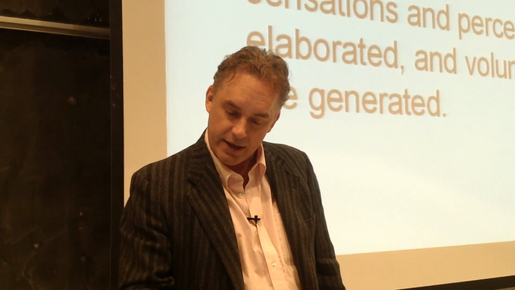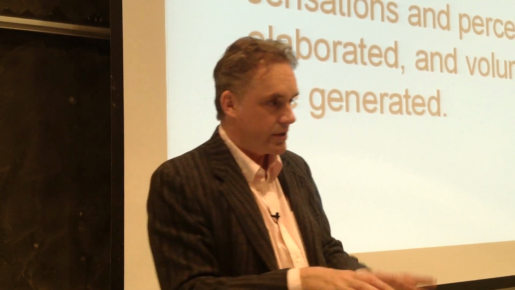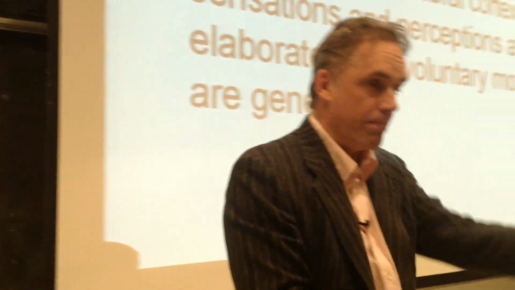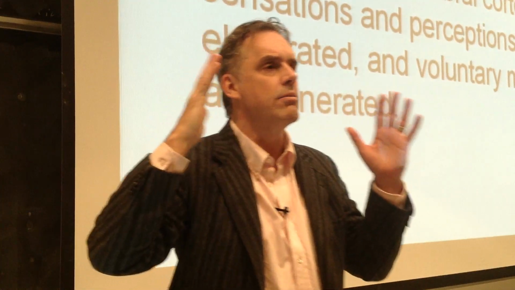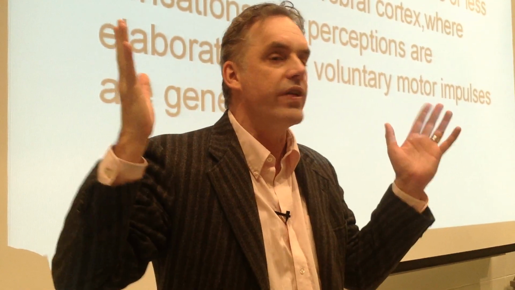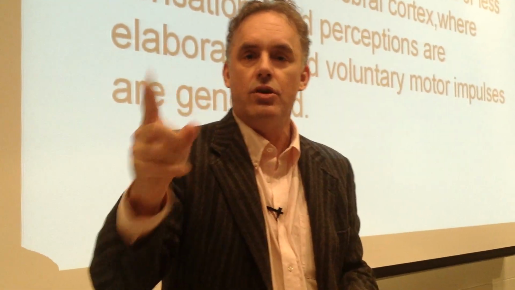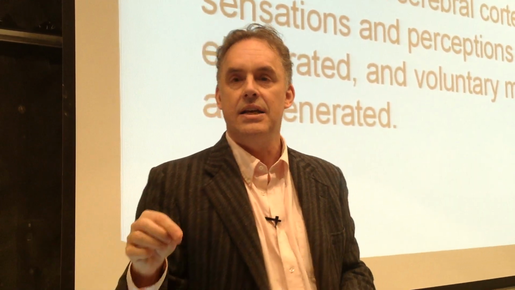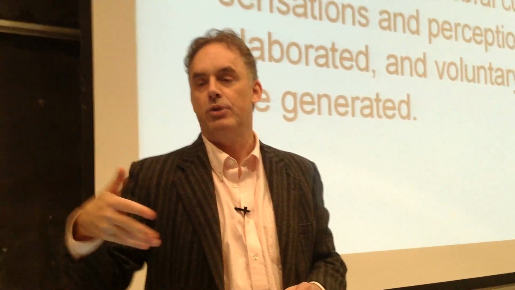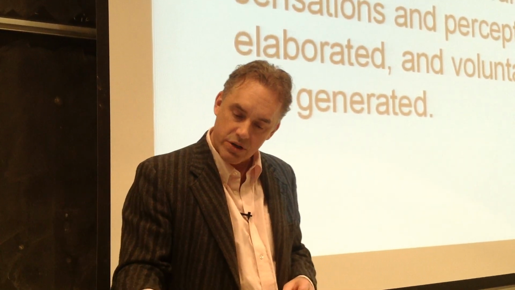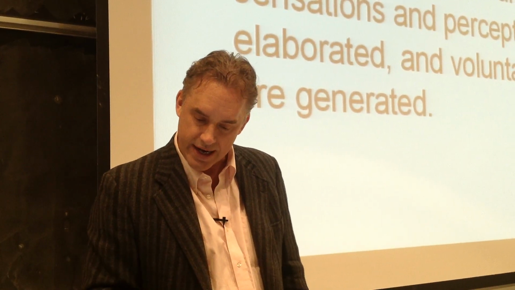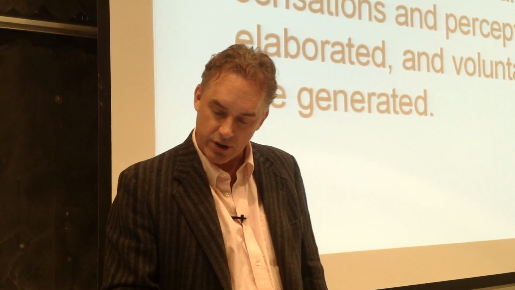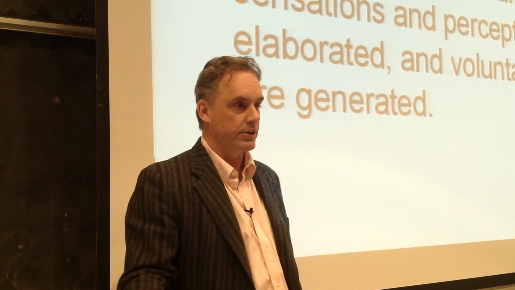One branch goes directly to the motor system, so that's for eye to output mapping, and that's fast because there's not a lot of thinking in between. You might think that's bad because you want to think, but it's good because sometimes you know what to do and you don't want to think, you just want to execute it as fast as you possibly can. So these lower order, simpler inputs are good for that sort of thing. One goes directly to the motor system and the other goes more or less directly to the cerebral cortex, where sensations and perceptions are elaborated and voluntary motor impulses are generated.